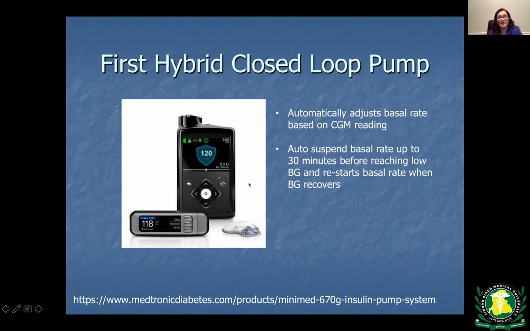There are several kinds of pumps available these days, and the latest kind of pump is the hybrid pump, which comes with the glucose monitor. Not only does this pump monitor the glucose, but it also self-adjusts the insulin dose based on the patient's glucose level.